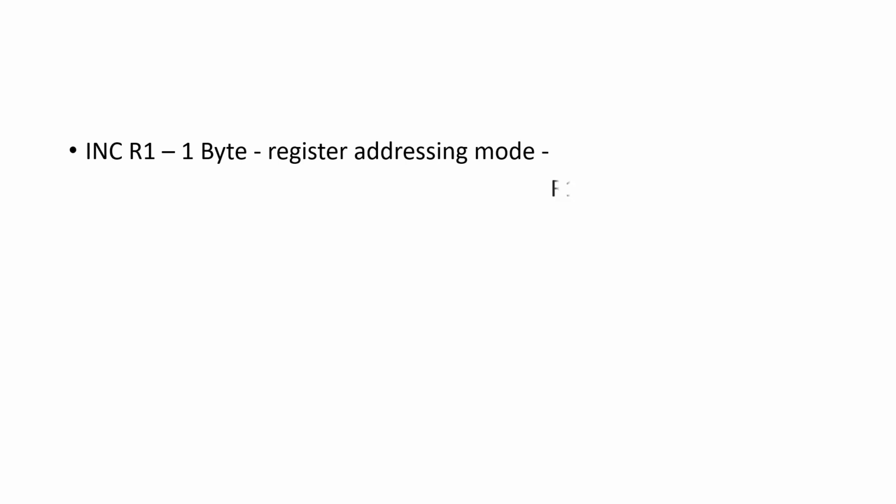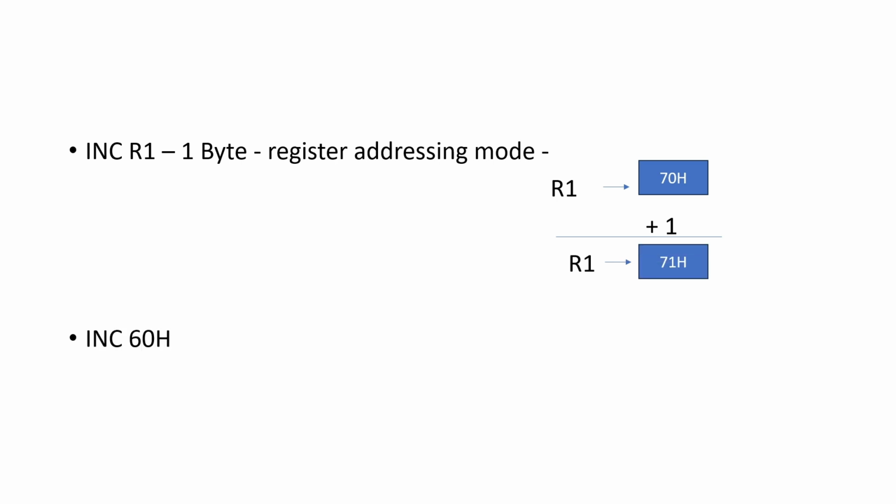See more instructions for INC. INC R1. This is the 1-byte instruction and addressing mode is register addressing mode. See, if the content of R1 is 70H, then it will be incremented by 1 and the content of R1 becomes 71H. See the next instruction, INC 60H.